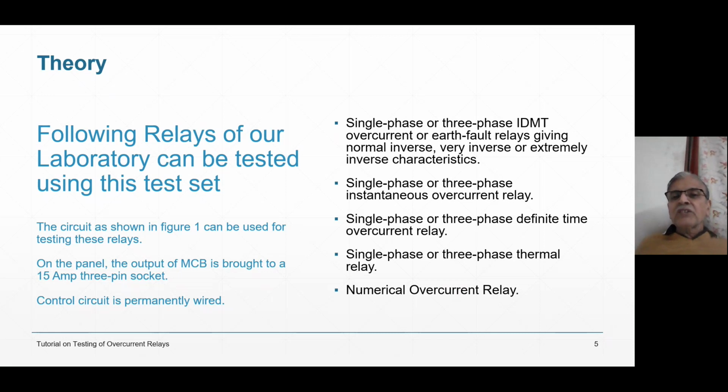Actually, what we require is if the current is large, if the fault current is large, the equipment is going to be damaged faster. Therefore, the time of operation should be faster. And if the current is less, time of operation should be more. If the fault current is less, time of operation should be more.